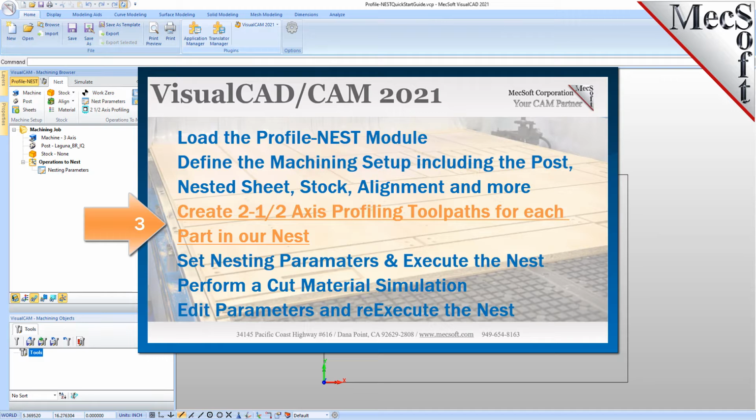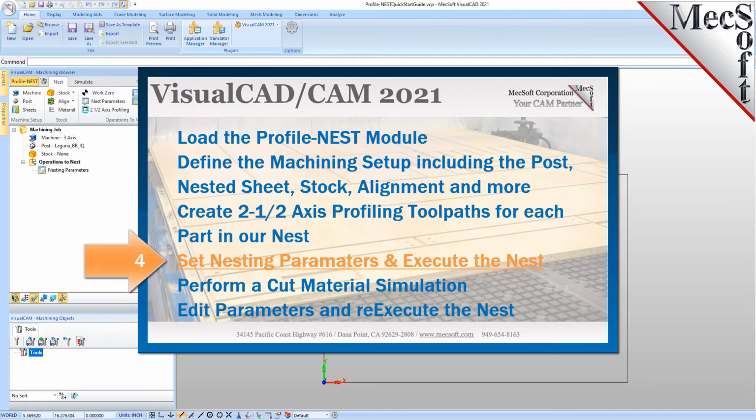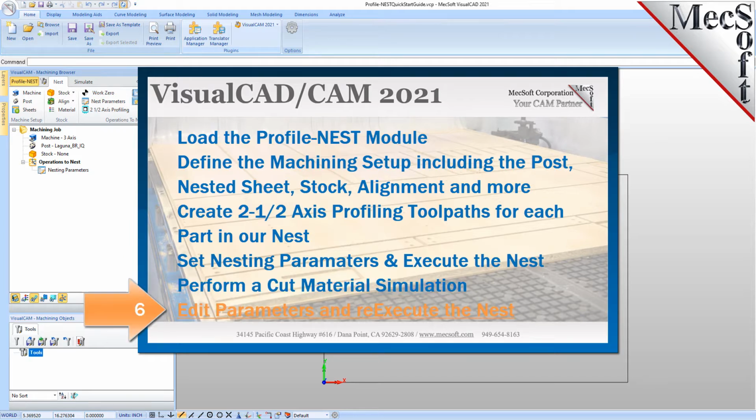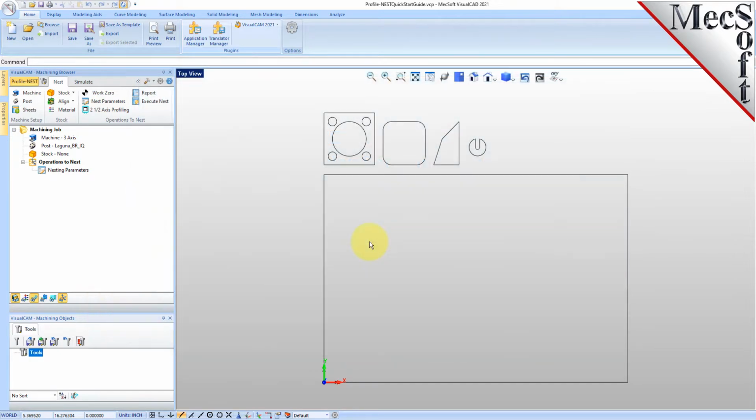Okay, let's get started. If you're familiar with our nest module, you'll know that you can nest geometry onto a sheet representing your stock. Here in the Profile Nest module, you can nest the actual 2.5 axis profiling toolpaths. So you just need to create the toolpath once and then allow the Profile Nest module to nest those toolpaths onto the sheet stock. Let's have a look at the machining browser.